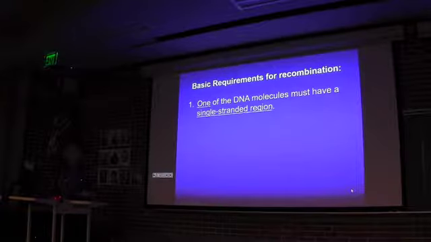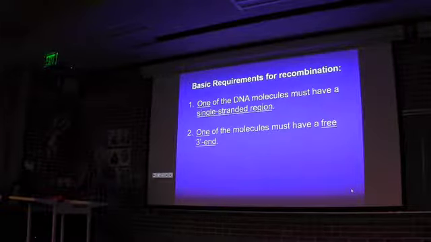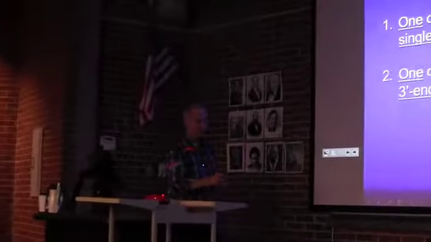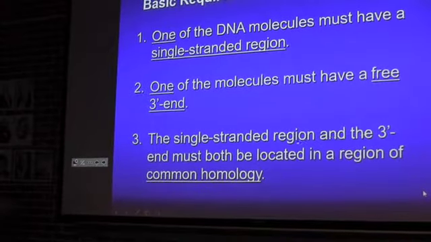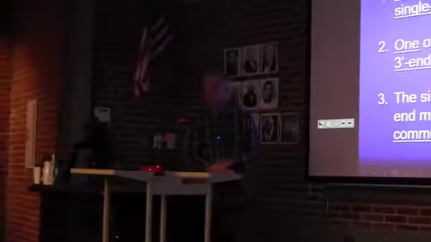One of the DNA molecules must have a single strand, one must have a free 5' end. These are the minimal requirements for recombination that people have worked out in vitro. One of the molecules must be single-stranded. One of them has to have a protruding end. So you can't just have two circular plasmids. Somebody has to have a 3' protruding end to act as primer. The single-stranded region, furthermore, must be located in a region of common homology.